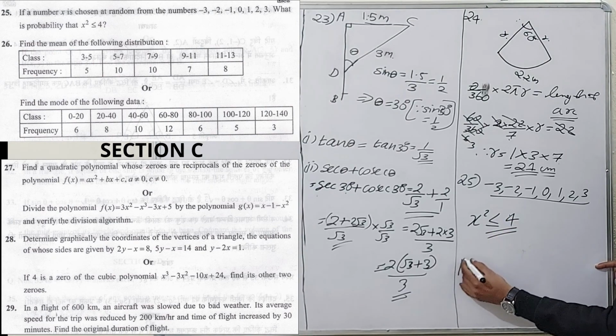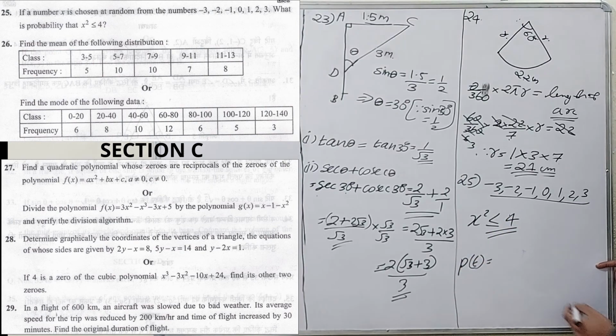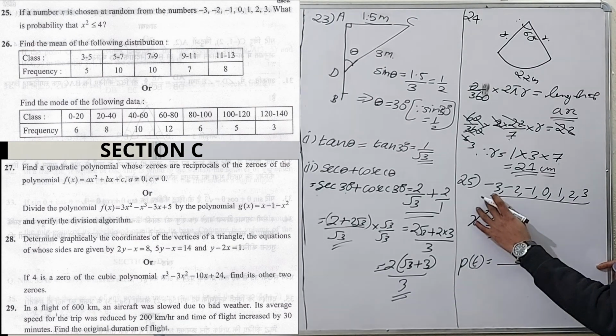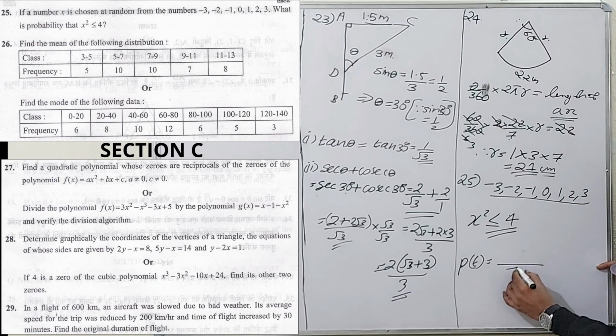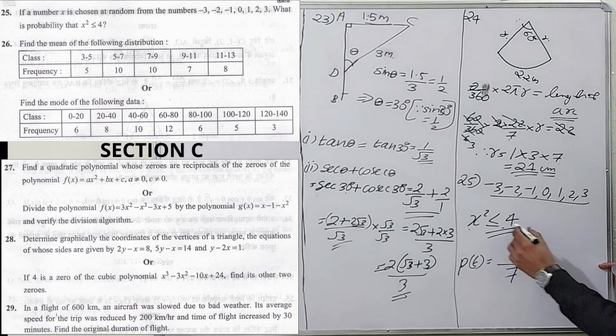So we have to calculate the probability of that event, which is equal to the number of favorable outcomes over the number of all possible outcomes. What is the number of all possible outcomes? 1, 2, 3, 4, 5, 6, 7. There are a total of 7 numbers. Therefore, the number of all possible outcomes is equal to 7. Now, the number of favorable outcomes we have to get. That means which numbers have a square less than or equal to 4.